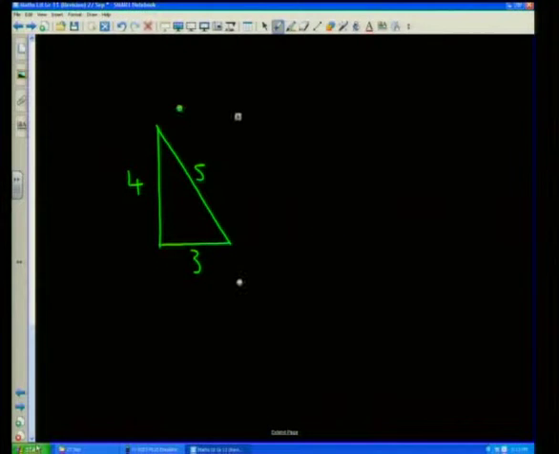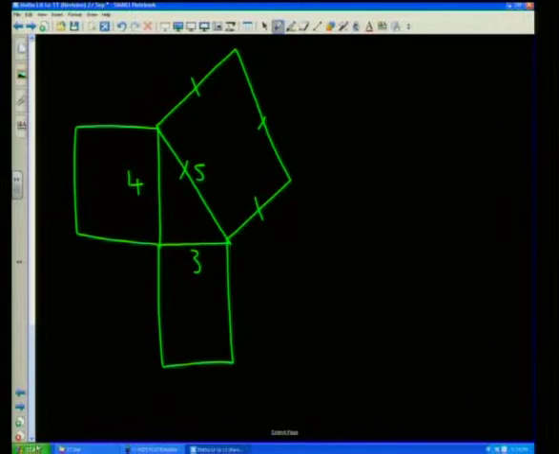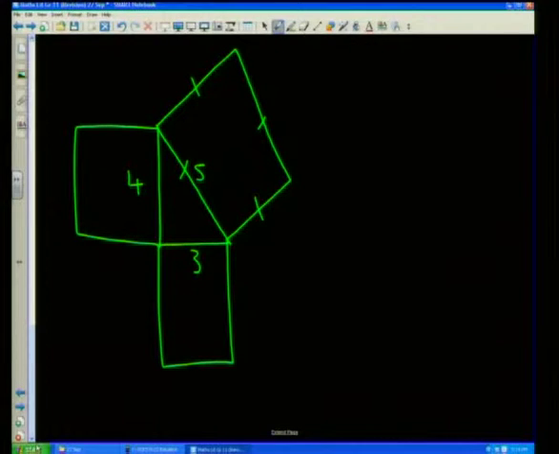If I drew a square on each of these sides, and by drawing a square, we're saying that each of these sides is 5 centimeters. Now, how do you find the area of a square? You multiply one side times the other, which gives the area of that square. So 5 times 5 is 25 units squared. But let's not worry about the units now.